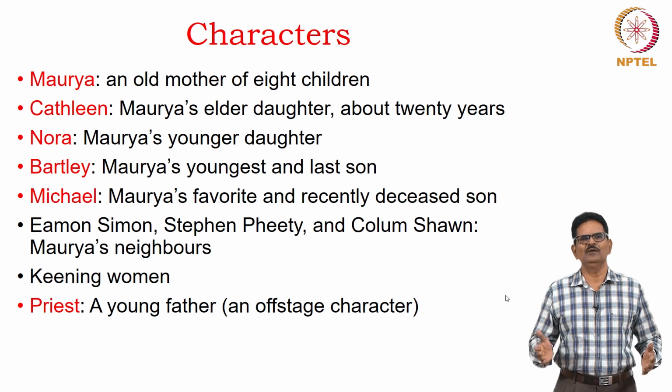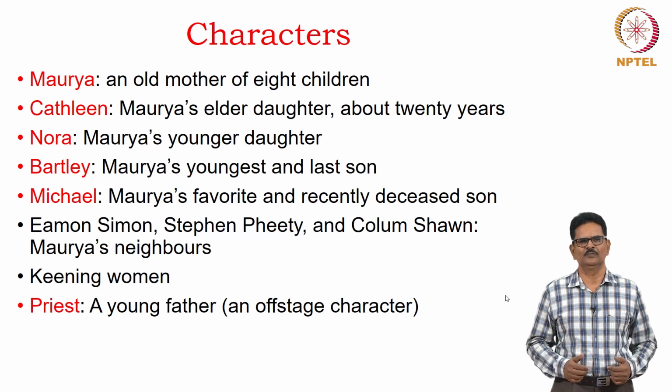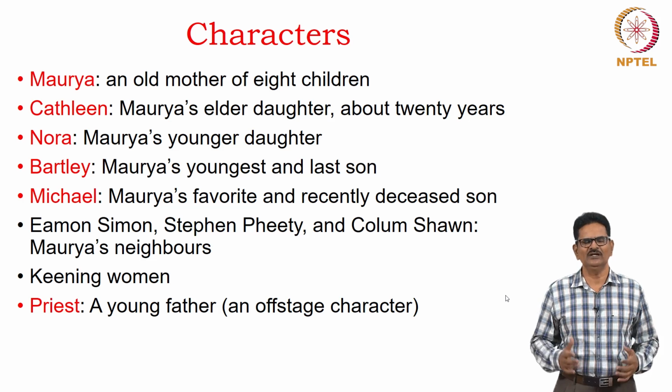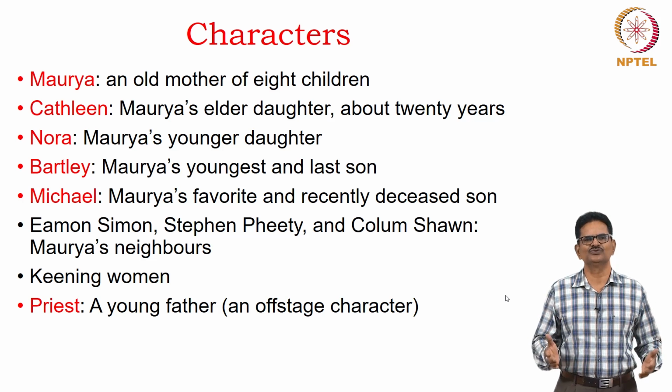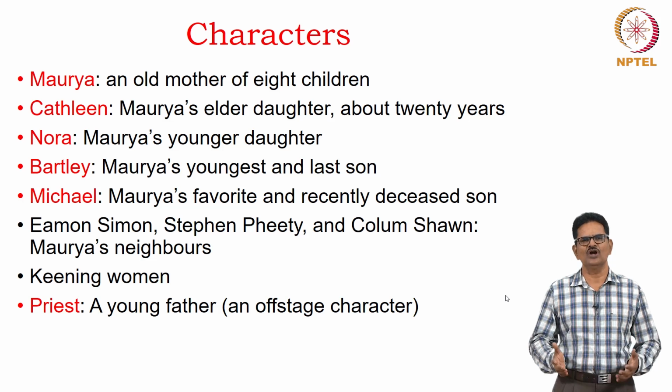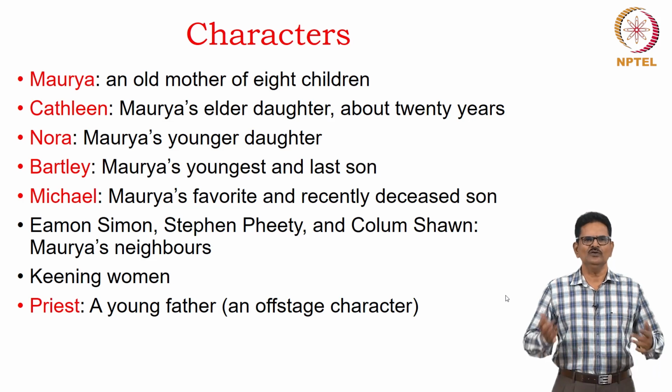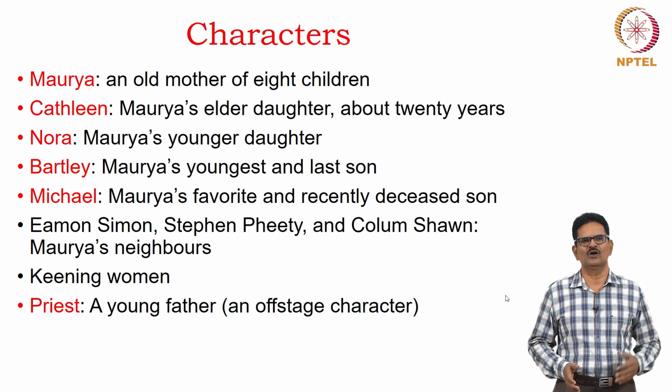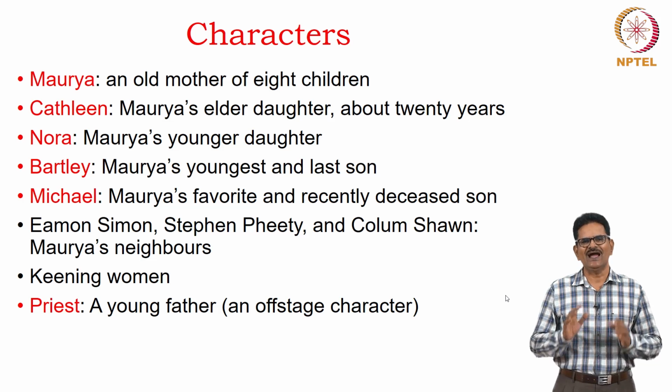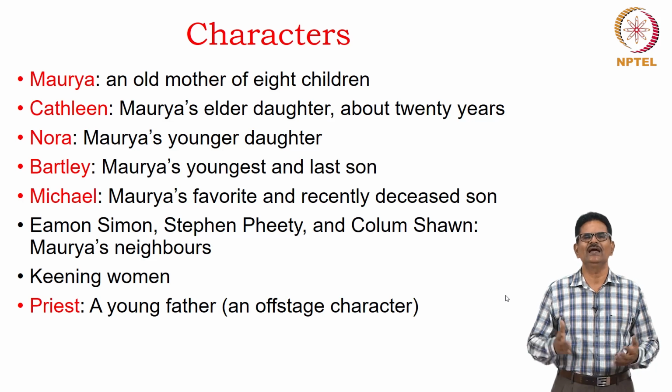We have some names of the neighbors of Maurya. They come here to support her. We also have some women who cry when somebody dies. So this keening refers to crying women at the loss of a son or at the loss of a person. We also have an offstage character called the priest. He is considered to be a young father who has the role of counseling, supporting these people psychologically and spiritually.